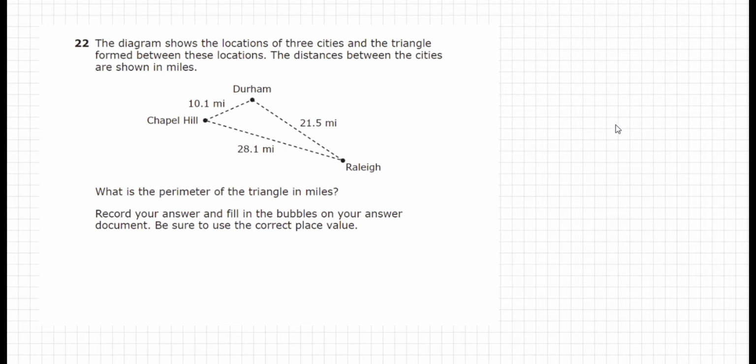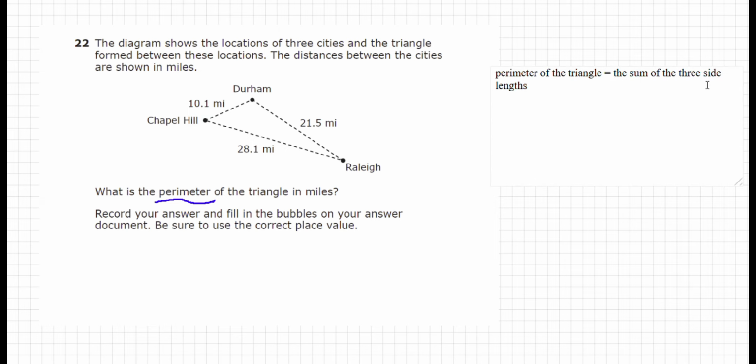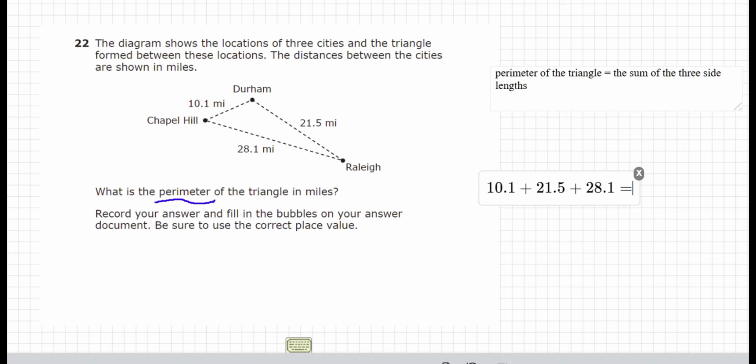Question number 22. The diagram shows the locations of 3 cities and the triangle formed between these locations. The distances between the cities are shown in miles. What is the perimeter of the triangle in miles? Perimeter of the triangle equals the sum of the 3 side lengths, which is the sum of 10.1, 21.5, and 28.1. The perimeter of the triangle equals 59.7 miles.